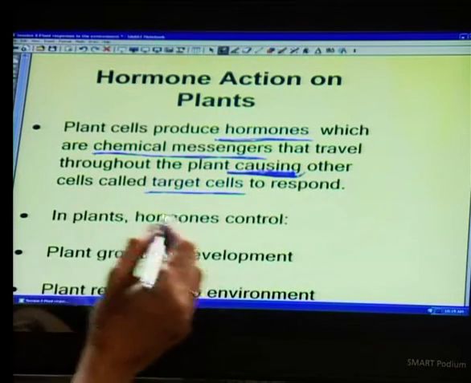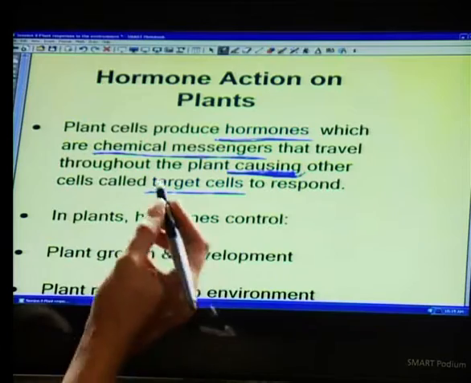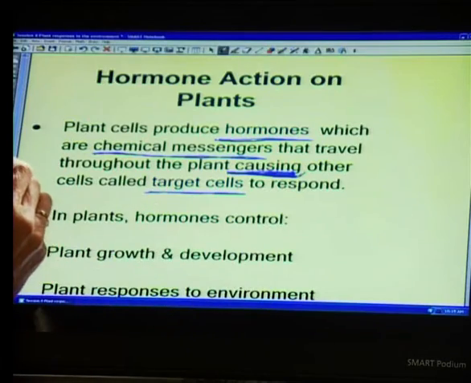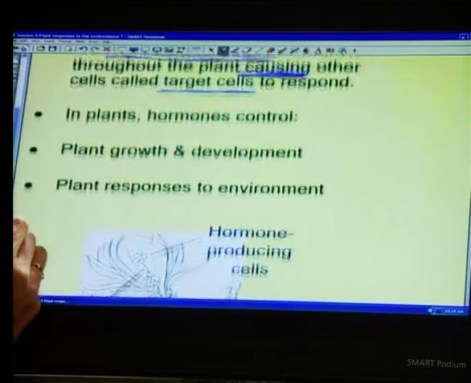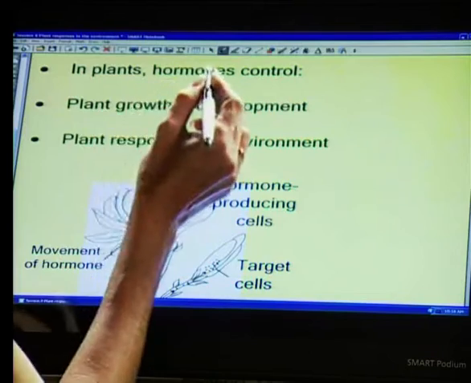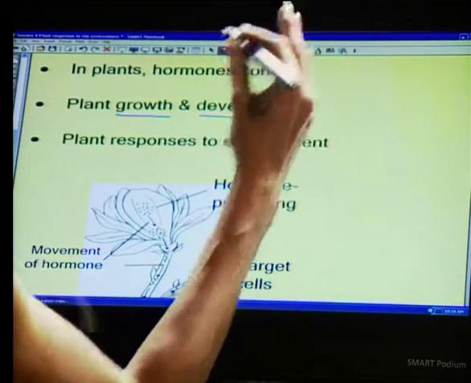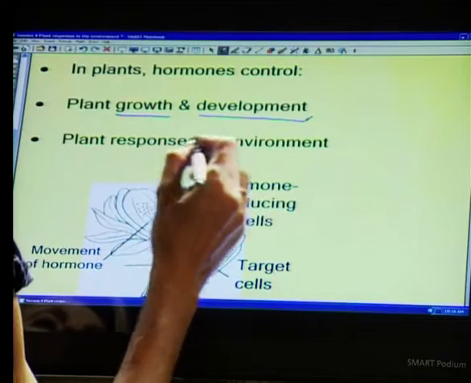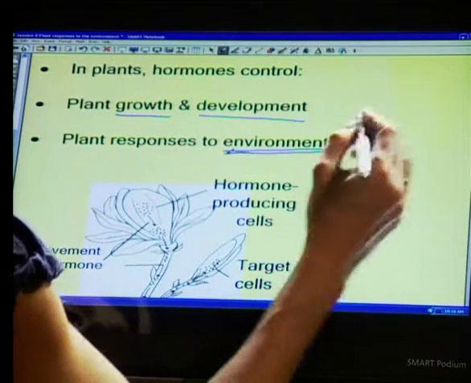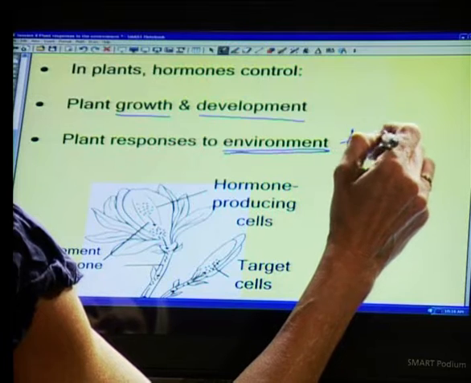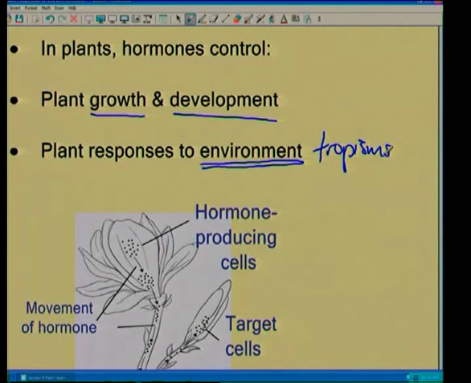All right, now, in plants, hormones control the following. Let's just move our screen down. They will control growth and development. In other words, to grow bigger and to develop, okay? And they will have responses to the environment, and that's where our tropisms come in, because it'll be to turn towards.